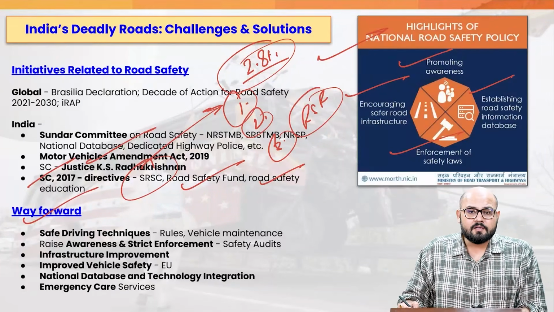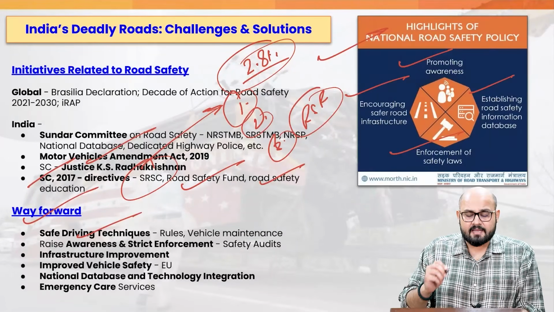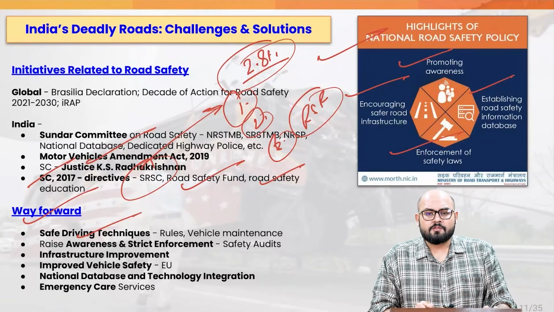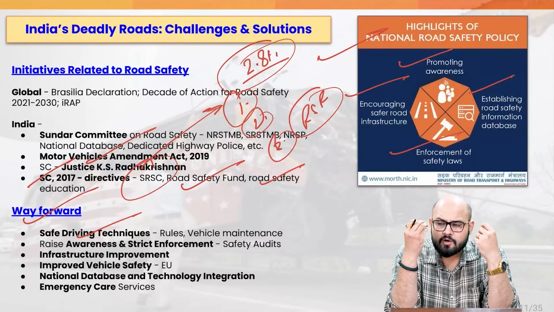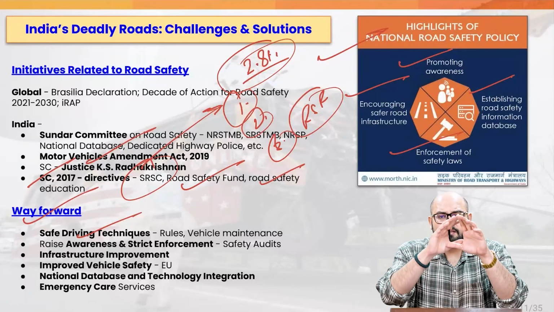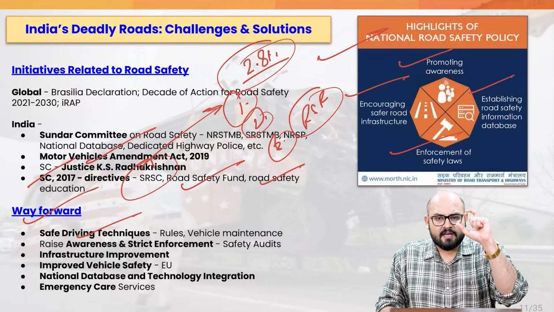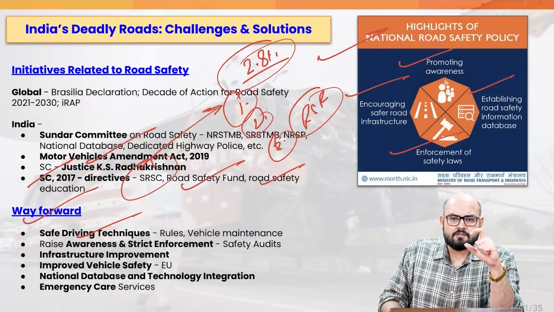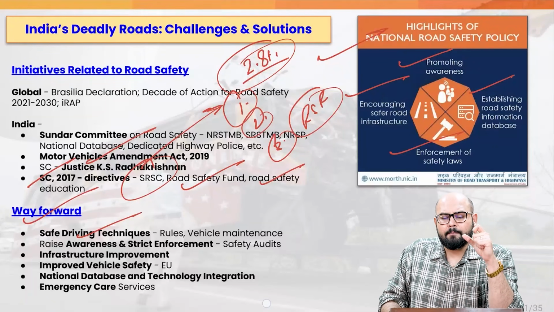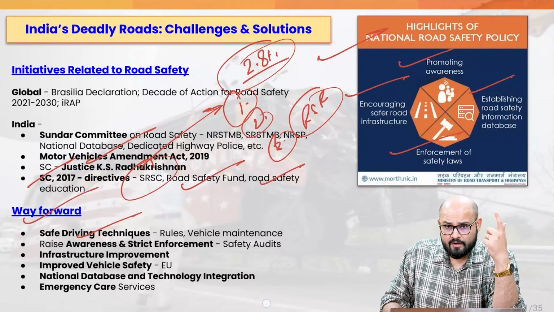What should be the way forward? We need to focus on safe driving techniques. Very important, right? Still we have many people who have a driving license but do not know even how to ride a bicycle. That is the kind of status we have. So we need a proper mechanism so that we only give driving licenses to those people who really know how to ride a two-wheeler, or how to drive a car or any other vehicle.